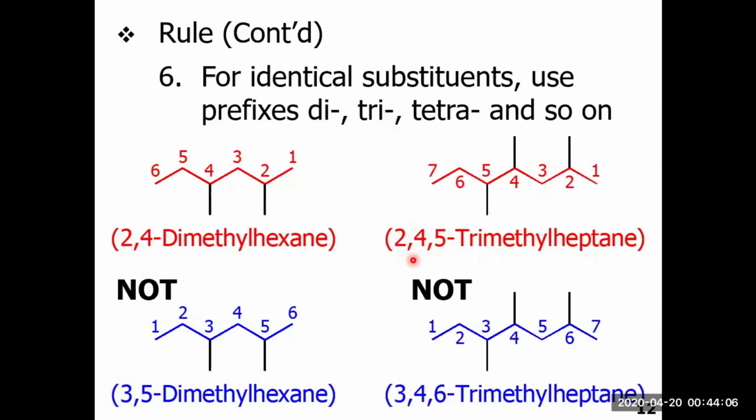Okay, so what is wrong with this? Again, in this example, the way we give the numbers to the parent chain is wrong, because we have numbered this in such a way that the numbering started at the end, that is here. Okay, so 1, 2, 3, 4, 5, 6, 7. Doing so will give you a higher set of locants as compared to this one.